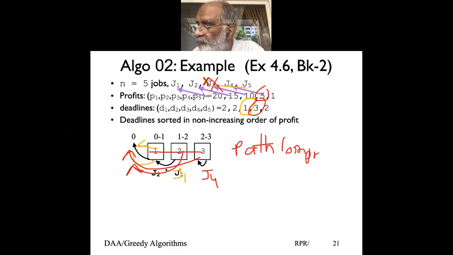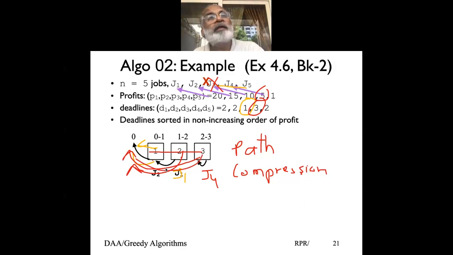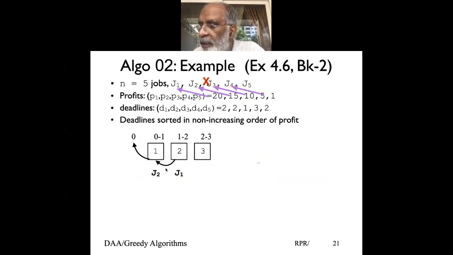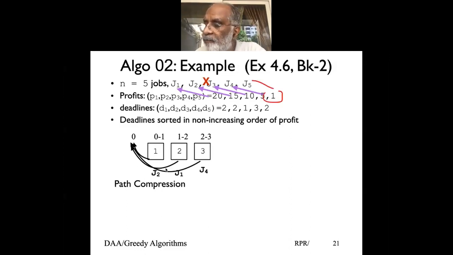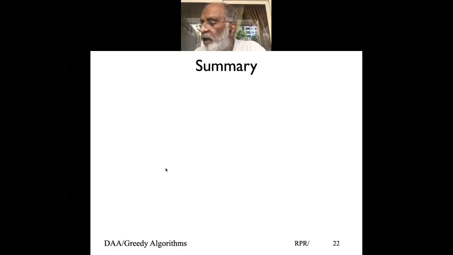Those who have not attended the class, please look at what we did, called path compression. Path compression means I will not keep searching every time. The moment I know, I update my pointer to where the first free slot is. So by doing that, 3 and 2 both will point to null. Now next, J5 comes with a deadline of 2, but 2 points to 0, which means it cannot be scheduled. So J5 also cannot be scheduled.